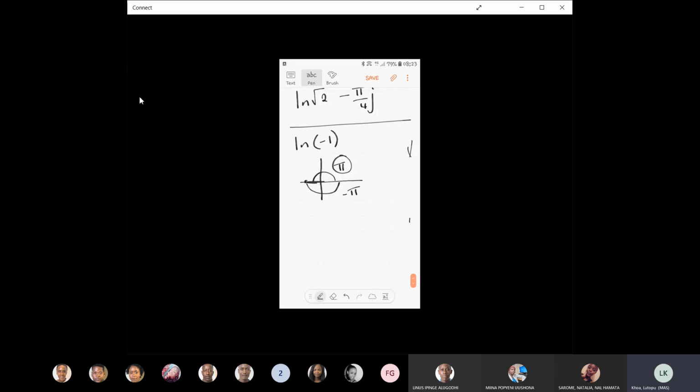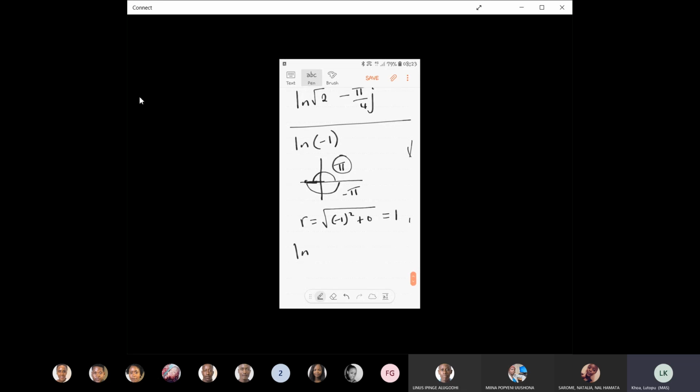Okay, so then I know what r is going to be. r is just equal to 1, and I can show that. This is the square root of (minus 1) squared plus 0, and this is equal to 1. So I have my r and my theta.